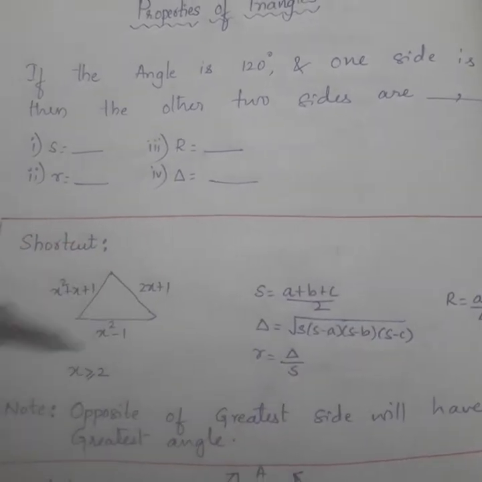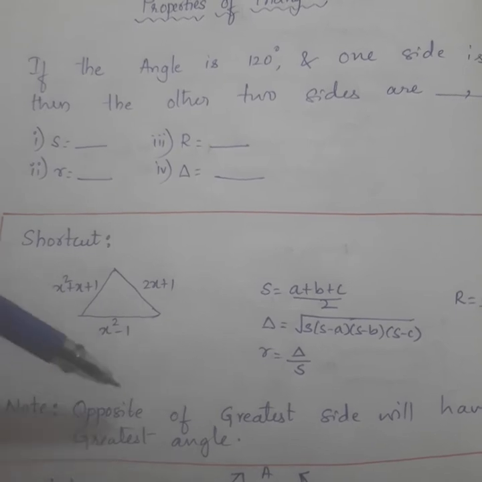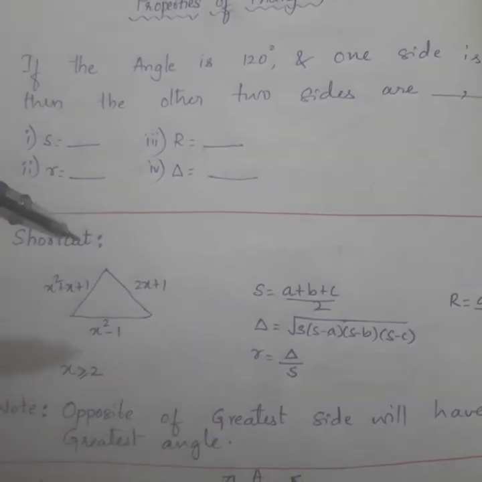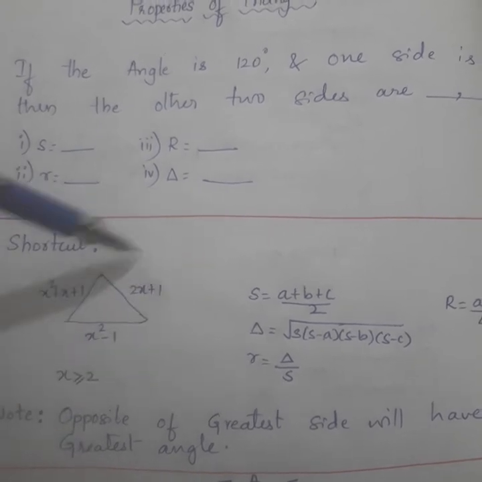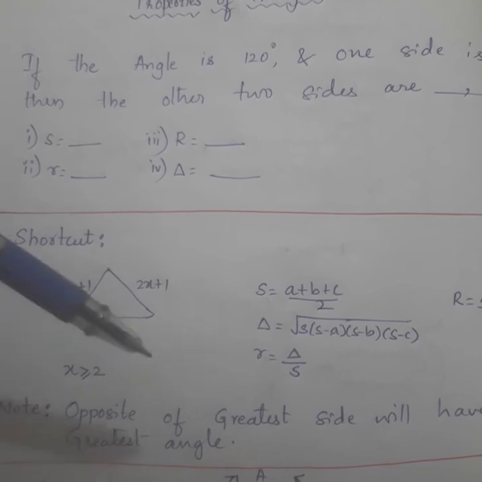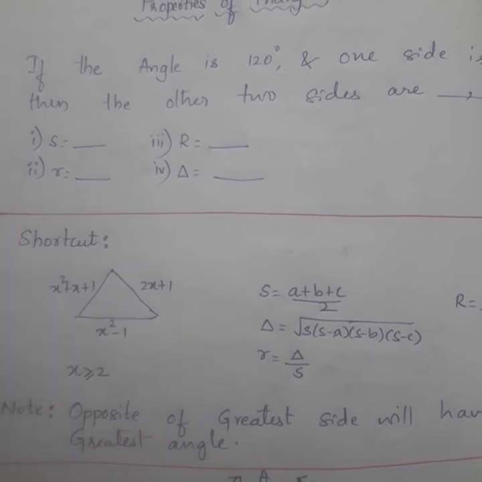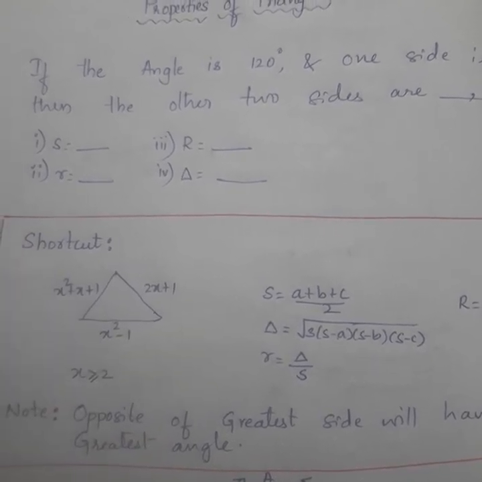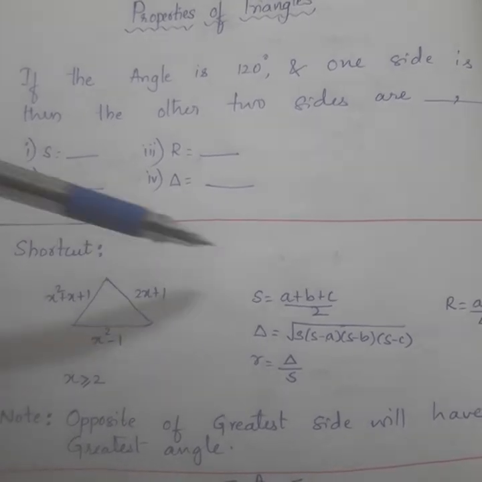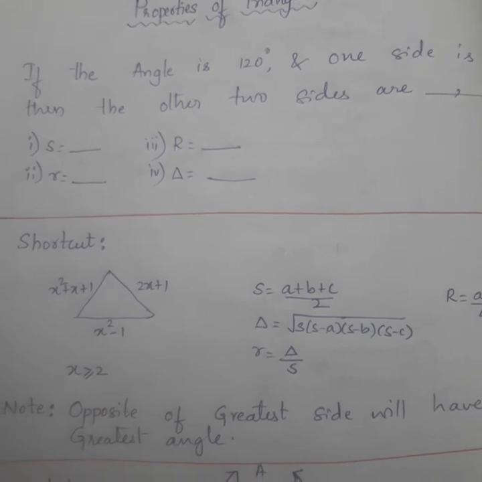In order to solve this problem, we have one note. What is the note? The note says opposite to the greater side will be the greatest angle. So here I will have to find these three sides. Among them, the greater side will have the greatest angle. So I will have to find the greatest side, then the greatest angle will come. Once I obtain both of these, my next task is to substitute all these values in this. So I'll be getting the answer.